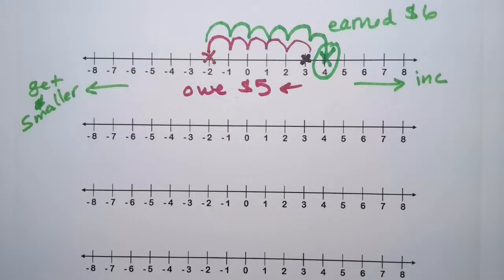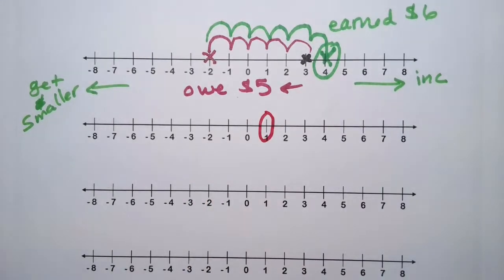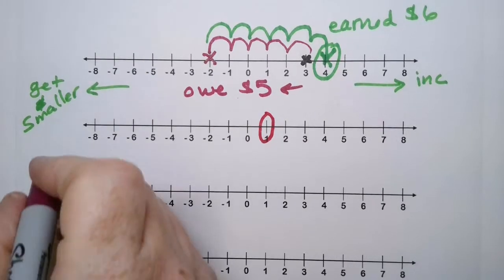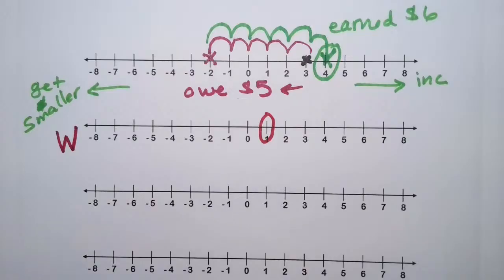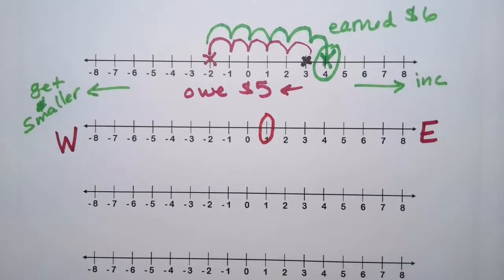So I'm going to start here. Let's circle the 1. Can you do that? You're going to start at the positive 1. I'm going to say you walked 7 feet to the west. Okay, here's west and here's east. So what does that look like?